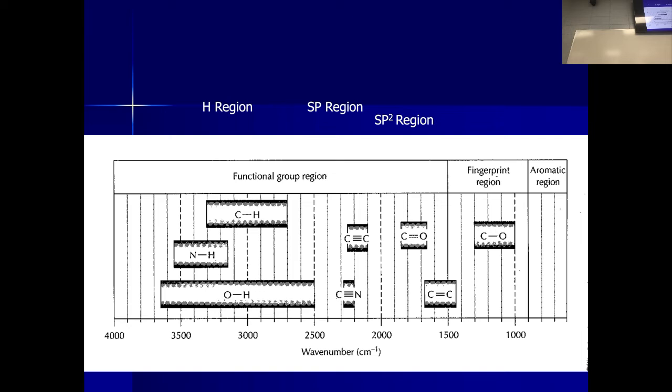Now, between 2000, and again, I'm going to take another step of 500. So between 2000 and 2500, this is the sp region. This is where I'm going to find things that are sp hybridized. This is where I'm going to find things that are like carbon-carbon triple bonds, carbon-nitrogen triple bonds.